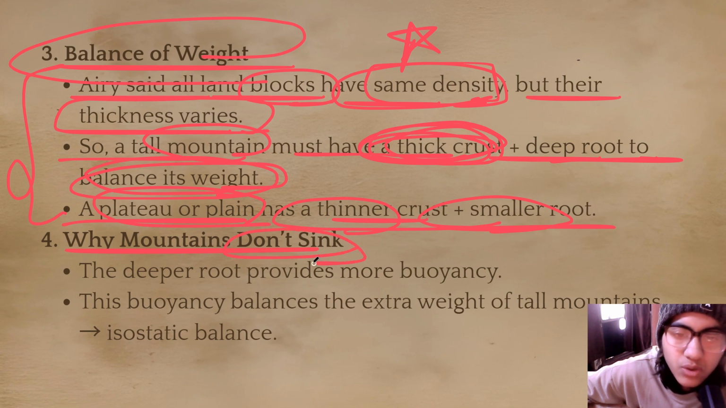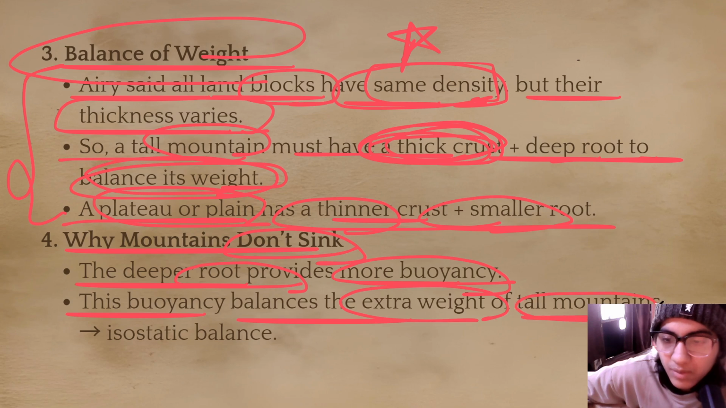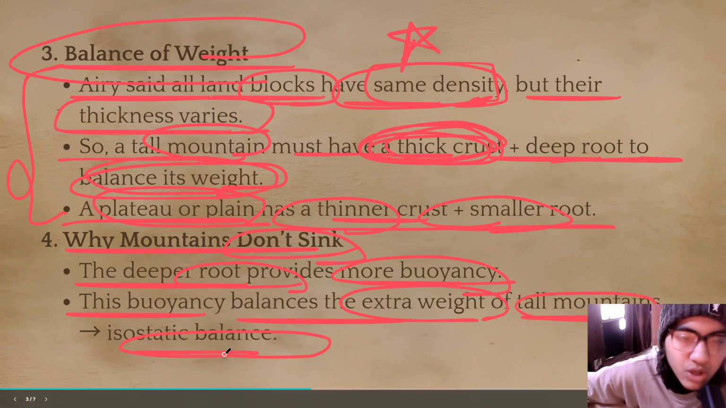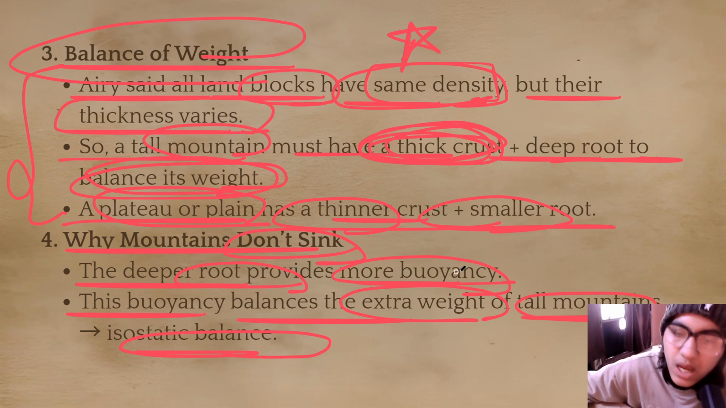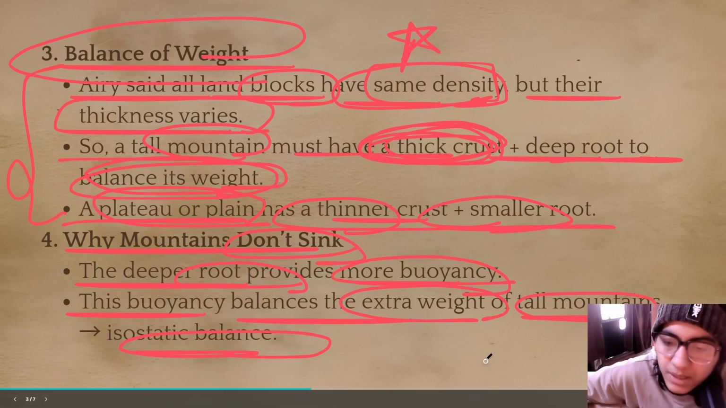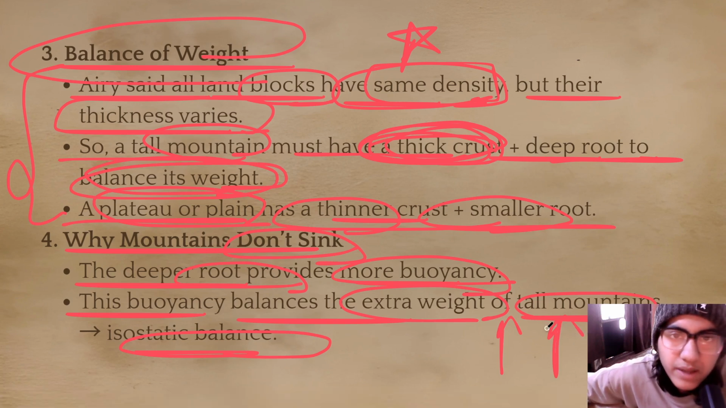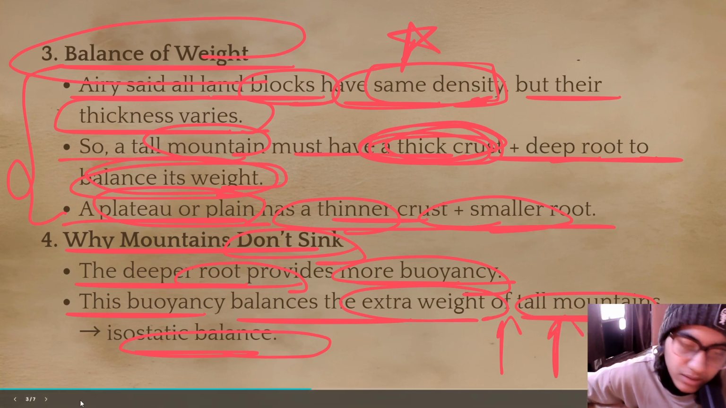Why mountains don't sink? The deeper root provides more buoyancy. This buoyancy balances the extra weight of tall mountains: isostatic balance. Mountains don't sink because they have deep roots, and because of the deep roots they have more buoyancy. Buoyancy means upward force. This upward force is more, that's why the mountains don't sink.